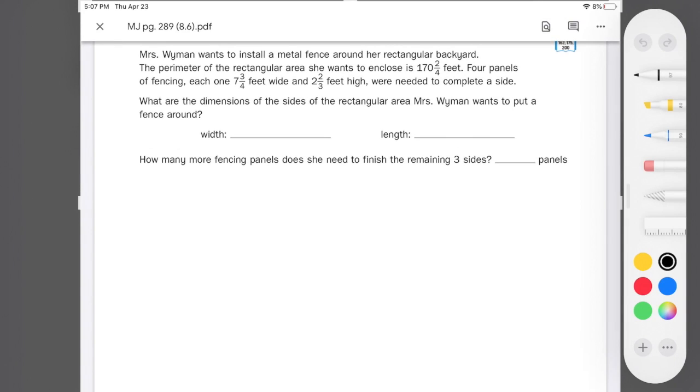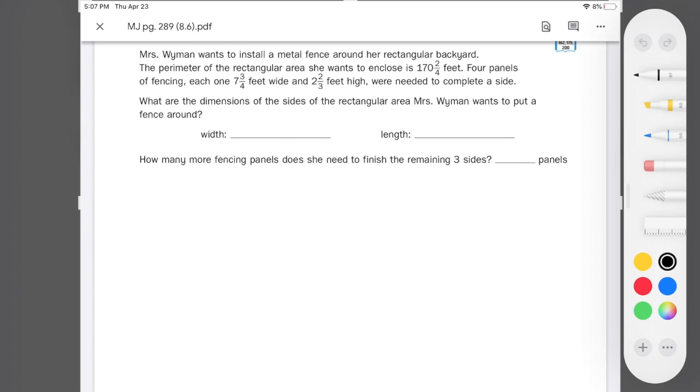This is a really tricky problem, so I hope you have your math journal out, ready to follow along with me as we solve. So obviously the first thing to do anytime you have a number story is really read the question. Mrs. Wyman wants to install a metal fence around her rectangular backyard. The perimeter of this rectangular area she wants to enclose is 170 2/4 feet. 4 panels of fencing, each one 7 3/4 feet wide and 2 2/3 feet high, were needed to complete a side. What are the dimensions of the sides of a rectangular area Mrs. Wyman wants to put a fence around?